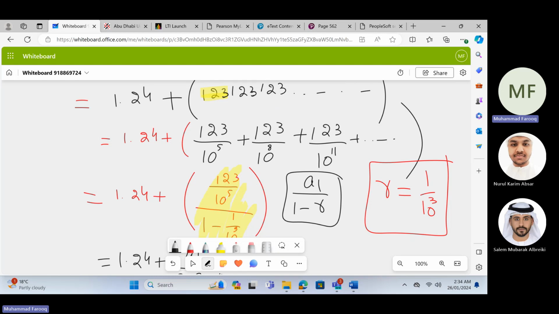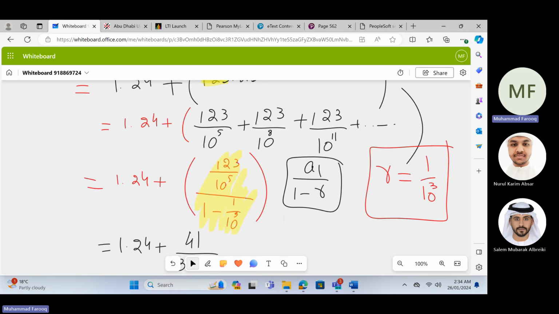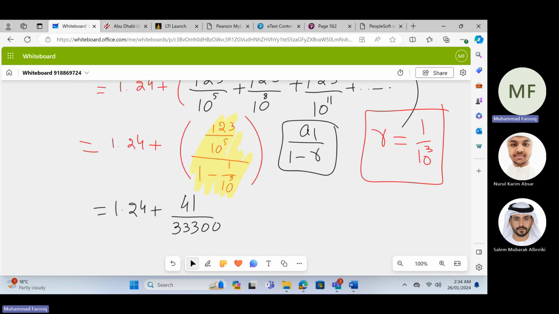So when we substitute, 123 divided by 10 to the power 5, then again divide by 1 minus 1 over 10 to the power 3, are we not getting the same answer, 41 divided by 33,300? He said yes, I said no. Okay, yes, plus 1.24. Now the answer is wrong.